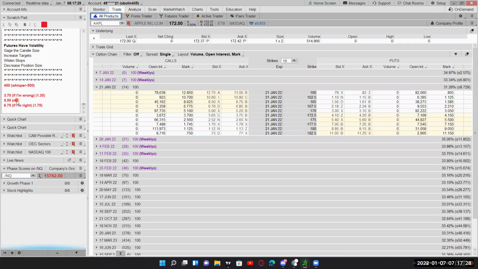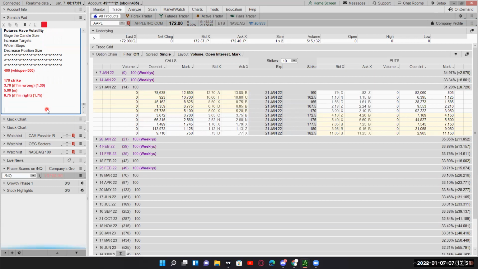Out of this $5, what am I really risking? Right? I'm risking 130 of that to make 175. Could I choose a different number? Right? We were looking at the 170. Let's look at the 175 instead. So that was the 170 strike. We'll just go down a little bit and we'll look at the 175 strike.